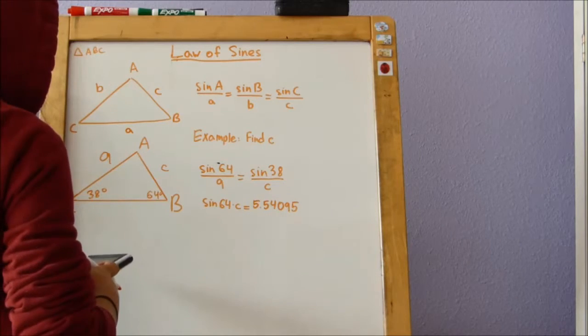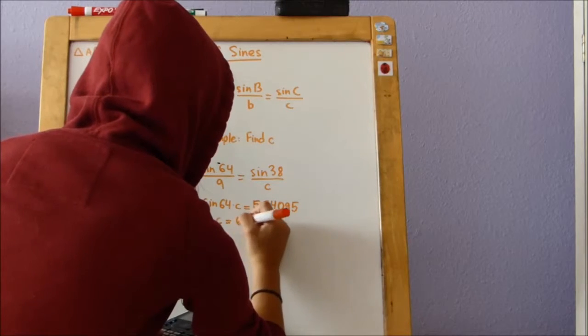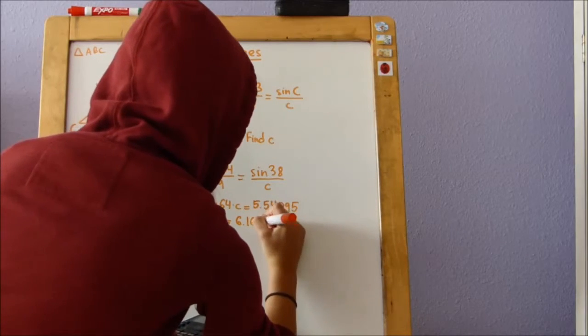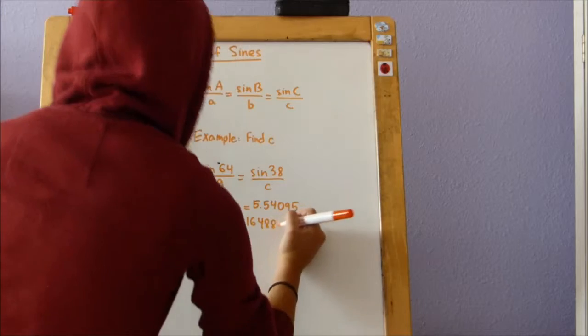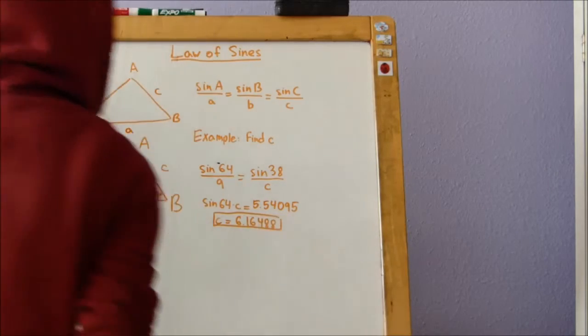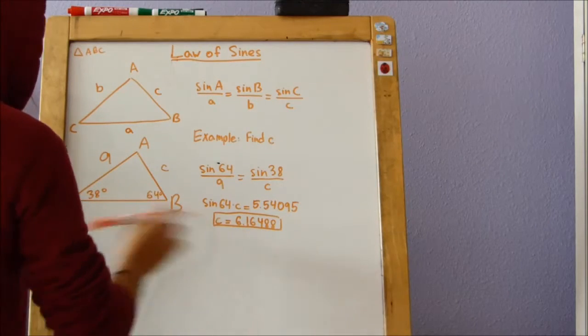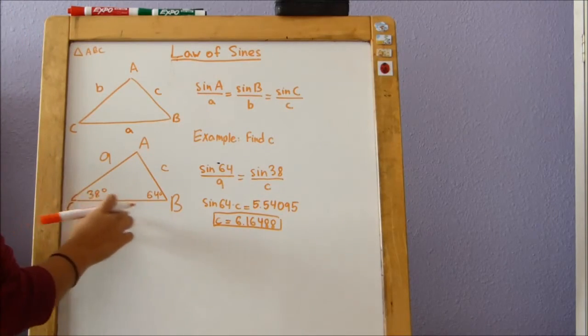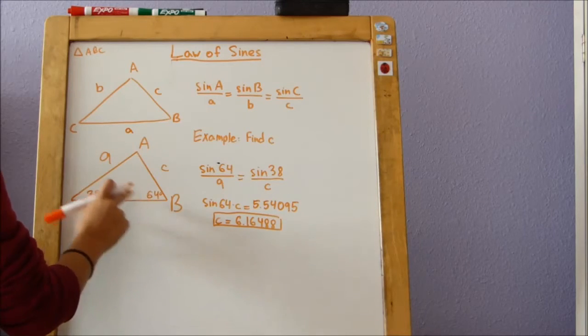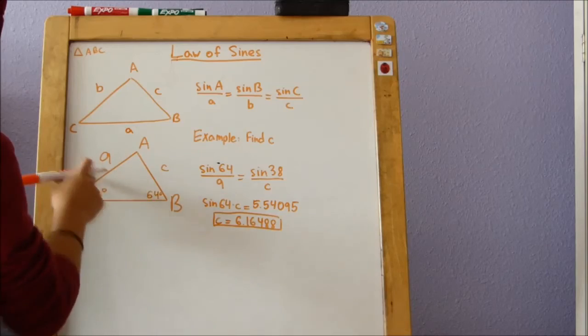divided by sine 64. So we end up getting C equals 6.16488. So we have solved for C using law of sines. It makes sense because 38 degrees is less than 64 degrees, so that means that the side length has to be smaller than 9, and it is.